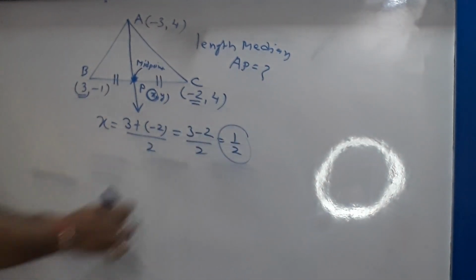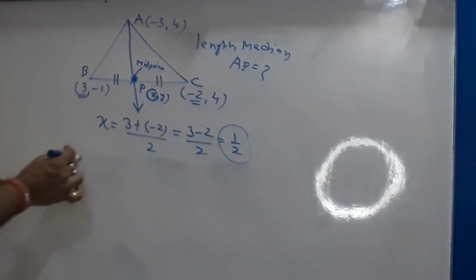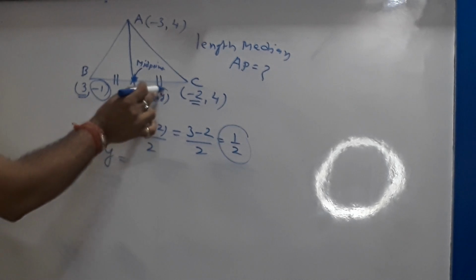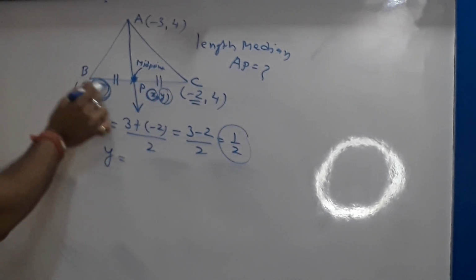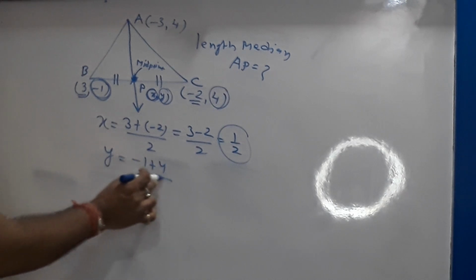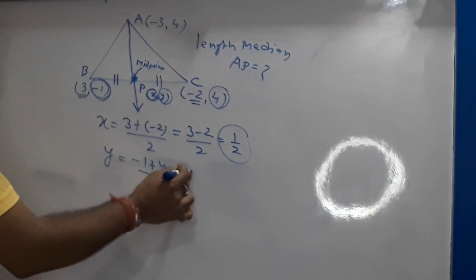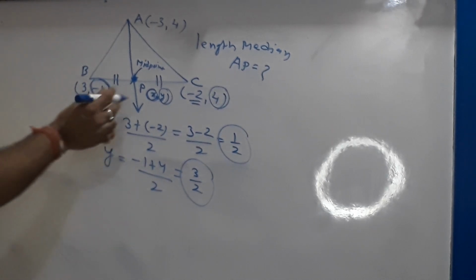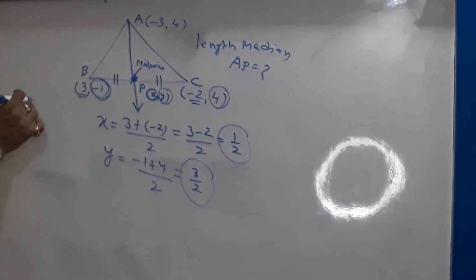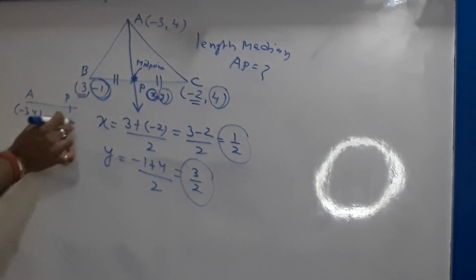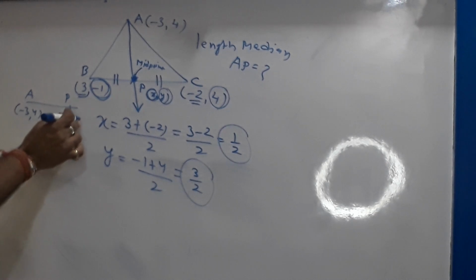So x is half. Correct? Then for y, by the midpoint formula, second coordinate of this plus second coordinate of this, minus 1 plus 4 divided by 2, that is 3 divided by 2. So y is 3 by 2. So the coordinates of P, let's see. What is A? Minus 3, 4. And P is (x, y), that is (half, 3 by 2).